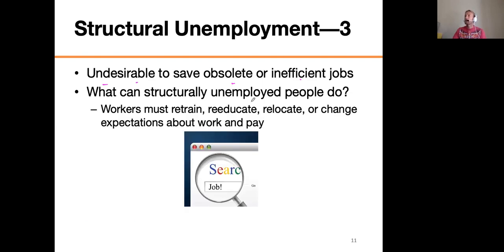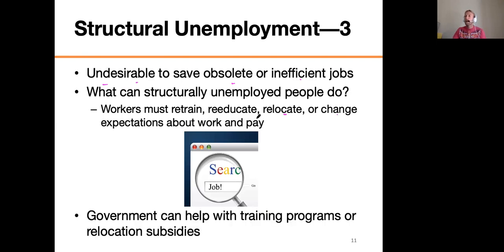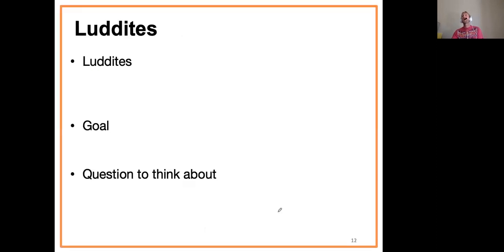So workers must retrain, re-educate, relocate, or change expectations about work and pay, right? Maybe we use the Google job search button. The government can definitely help with training programs or relocation subsidies, but we don't want to eliminate this kind of unemployment because it is actually creative destruction. Our economy is actually getting better, more advanced, more efficient as we're transitioning into these new jobs and thus creating unemployment.